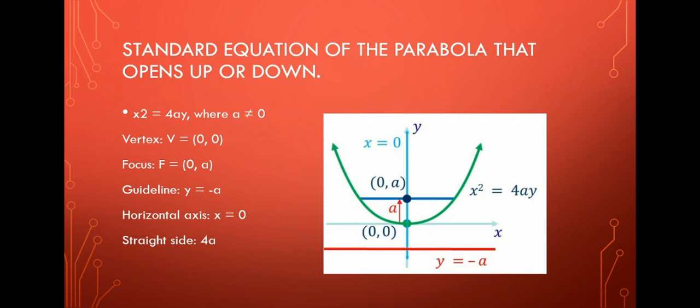A standard equation of the parabola that opens up or down: x² = 4ay, where a ≠ 0. Vertex V = (0, 0). Focus = (0, a).